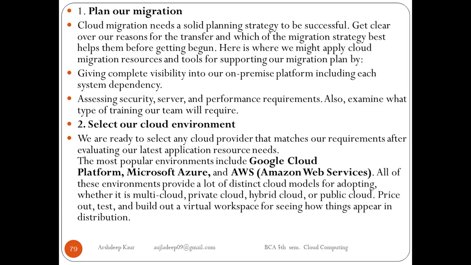Next, select our cloud environment. Again, it's a very important step. You have to choose very wisely which cloud environment you want to choose. Most popular, you may want to go for Google Cloud Platform. You may want to select Microsoft Azure. You may want to go for Amazon Web Services. It's your responsibility which cloud environment you want to choose. Either you can go for a private cloud, multi-cloud, hybrid cloud, or public cloud. It's your choice. So first, plan your migration strategy. Second, select your cloud environment.